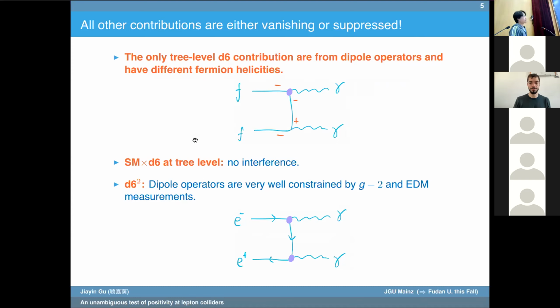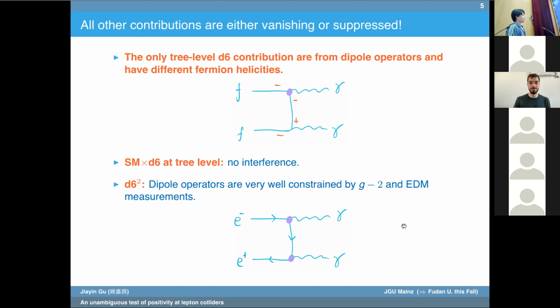So normally the dimension 6 contribution will dominate, but in this case, they actually either vanish or are suppressed. So let me go through this argument. First, the only tree level dimension 6 contribution comes from a dipole operator, and it generates a different fermion helicity as shown in this diagram here. Since it has a different helicity, at tree level the standard model and dimension 6 simply do not interfere. But of course, we also need to consider dimension 6 squared, which is formally at the same order as dimension 8. This can come from either this diagram squared or from a double insertion like this.